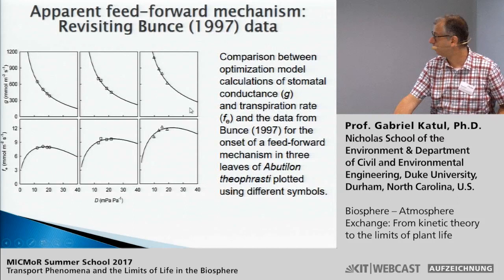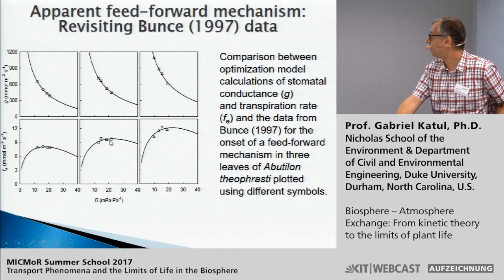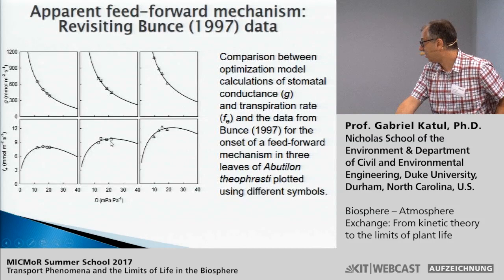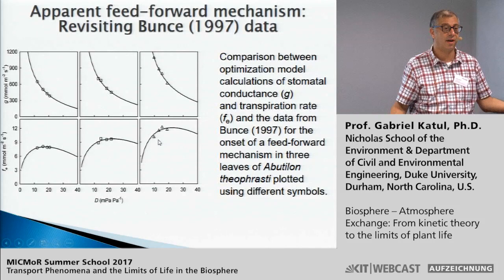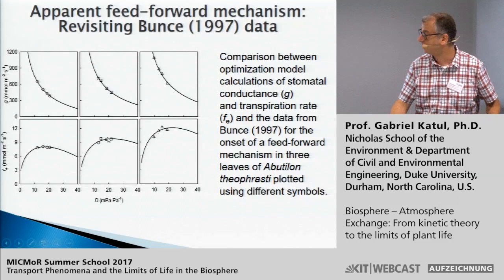So while he may be correct, it's difficult to judge from the data set alone whether the vapor pressure deficit was strong enough to see it or not. So this is just a cautionary point that sometimes you have to almost use models to plan experiments. I mean, if you are going to test a hypothesis, you better be able to make sure your experiment goes to the correct limits to be able to test it.